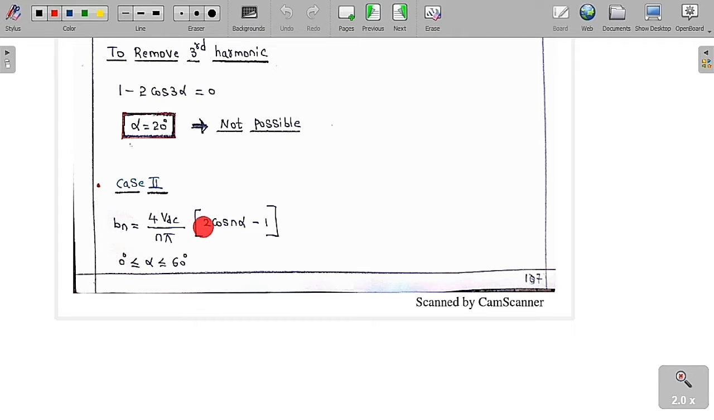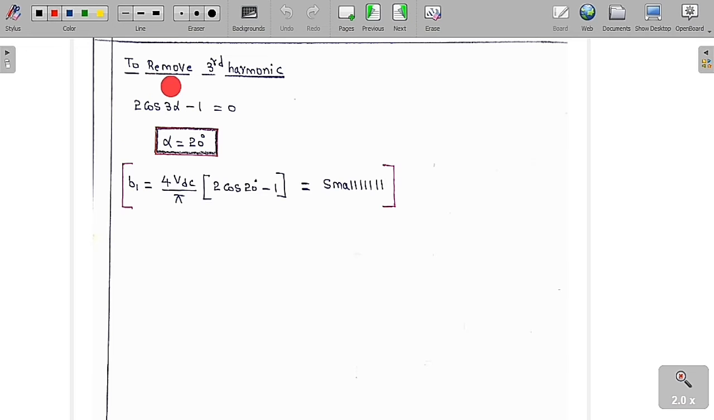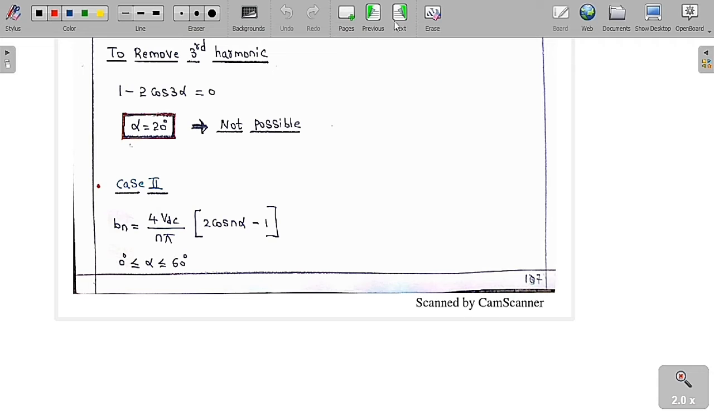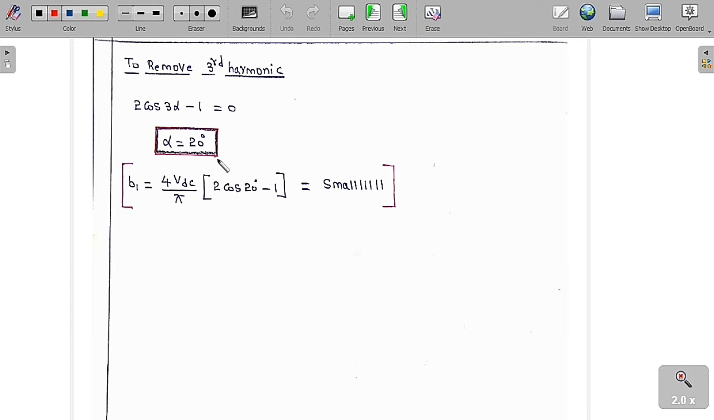So not possible. Now we will see case 2. The output voltage Fourier series coefficient is Bn equal to 4 VDC by n pi times (2 cos n alpha minus 1) for the second case. I have already told you alpha lies from 0 degrees to 60 degrees in the second case. To remove the third harmonic, I have to equate 2 cos 3 alpha minus 1 to 0. So alpha is equal to 20 degrees, which lies between 0 and 60 degrees. Therefore alpha equal to 20 degrees is possible.